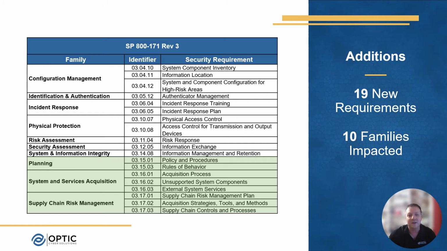The other ones have been there since we saw the draft versions of 171 that NIST was proposing. And so from here we can see that there are 3 new requirements in configuration management, 2 in physical protections, and then when we get into the 3 new families for planning, system and services acquisition, and security supply chain risk management, we'll notice that there are 8 new requirements to align to those new families.